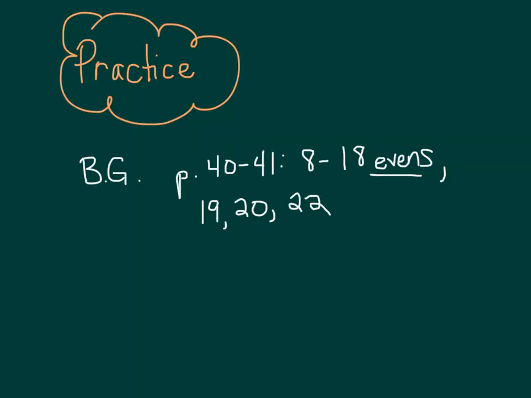Alright, this time your practice problems are coming from Big Green again. You're going to be doing pages 40 and 41, 8 through 18, and this time notice we're doing the evens. We've been doing odds a lot lately. We're going to do evens this time, so remember to do just the evens from between 8 and 18. And then you are going to do problem number 19 and 20, and then problem number 22 also. Remember to do these in your math notebook and to show all of your work.